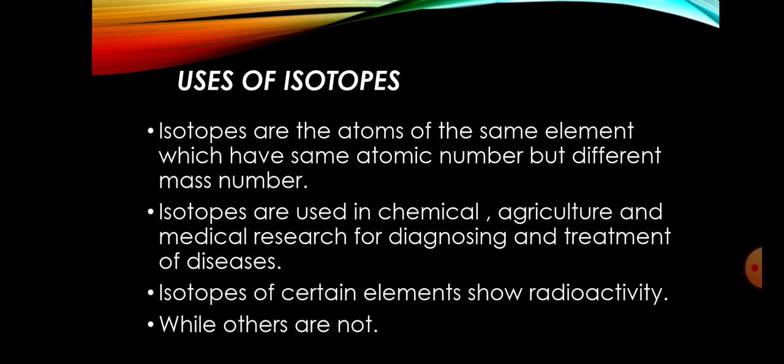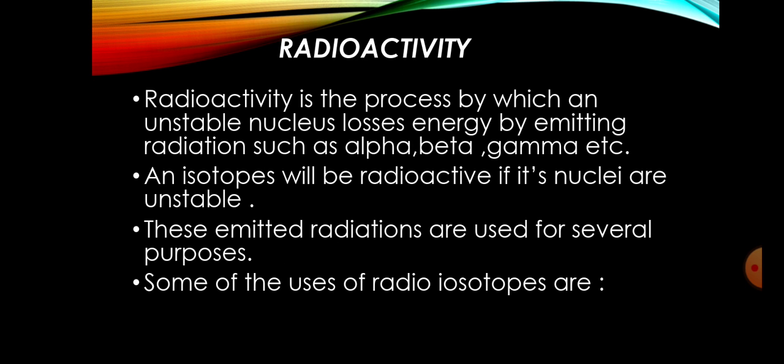First of all, the isotopes of certain elements show radioactivity while others do not. Here the question arises: what is radioactivity? The isotopes of certain elements show radioactivity; they are the radioactive atoms. So first of all, we discuss what radioactivity is.